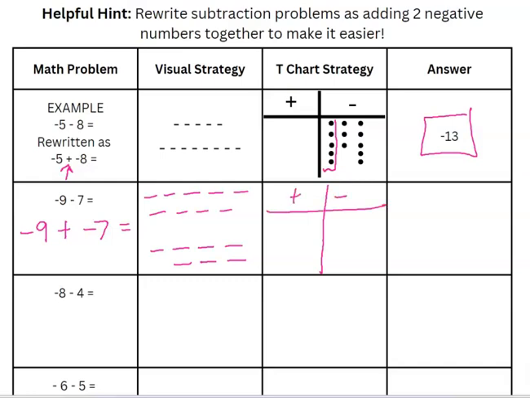First number, -9, so I'm going to draw 9 dots on the negative side. Okay, and then I've got a -7, so I'm going to draw 7 dots on the negative side. Amazing. There are no dots on the positive side and there are no pluses, so there's nothing to cancel out, so I'm just adding 9 plus 7. 9 plus 7 is 16. Double checking, all the signs are telling me my answer should be negative, so my answer is -16.